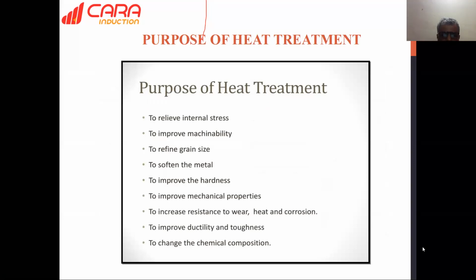Now, what is the purpose of heat treatment? Mainly it is to relieve internal stresses, improve the machinability, refine the grain size, soften the material, harden the material, and improve the mechanical properties. So these are the main purposes of heat treatment. And what is the requirement in our field? Accordingly, we select the heat treatment and do the heat treatments. Sir, please next.